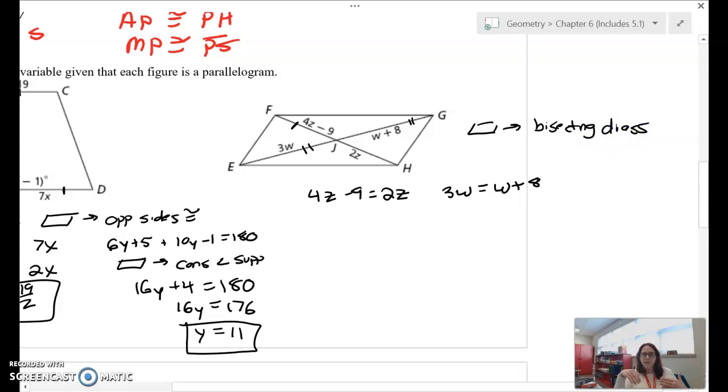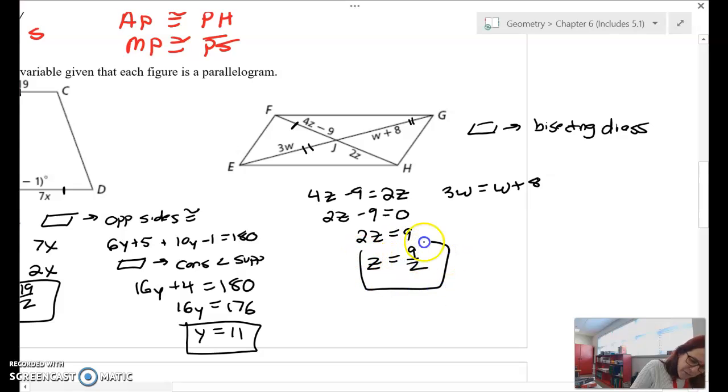Okay, so now I've done the geometry, I've written my equations. All I have to do now is solve. So looking at the first one, the equation for z, if I subtract 2z from both sides, I get 2z minus 9 equals 0. Then add the 9 to both sides. So 2z equals 9. Z ends up being 9 over 2. That one's done. Now let's solve for w. I'm going to subtract w from both sides. So I get 2w equals 8, and then divide by 2, w equals 4.